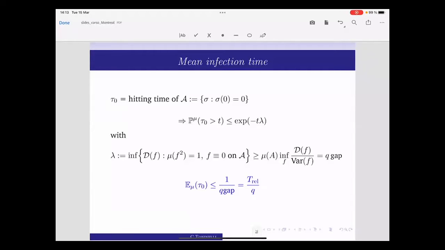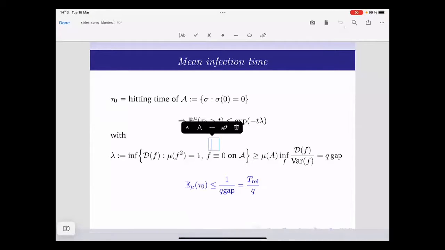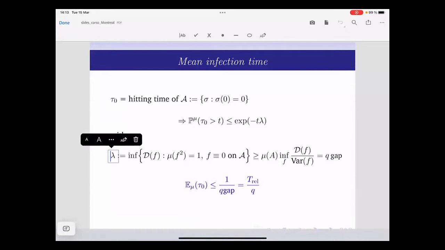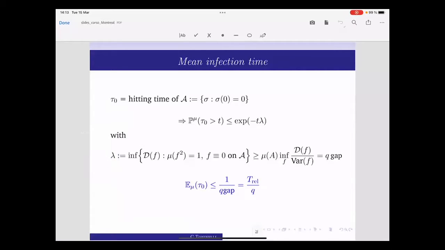Because simply, for any hitting time, we can use the fact that the probability that this hitting time is larger than t is exponentially suppressed with a speed lambda, which is given by a variational formula. It is quite reminiscent of the variational formula for the spectral gap, with the only difference that the function on which I have to minimize has to be 0 on the set I want to hit, so on the set of configurations that have the origin 0.